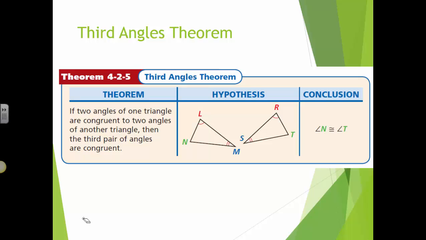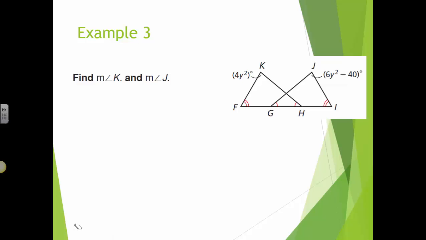All right, our last theorem is called the third angles theorem. This section just has tons of theorems. And the third angles theorem just says if 2 angles in one triangle are congruent to 2 angles in the other triangle, then the third pair of angles also has to be congruent. So if L is congruent to R and M is congruent to S, then that means that N has to be congruent to T, and that's the third angles theorem.